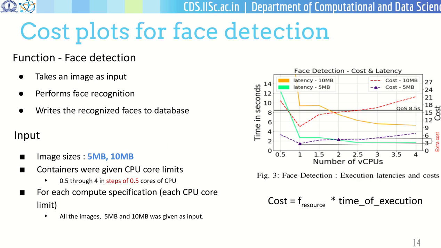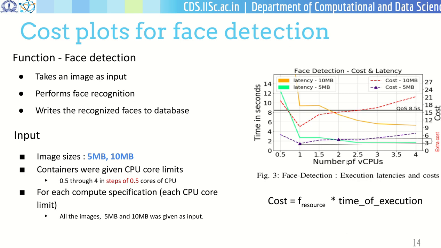One is a 5 MB image, the other is a 10 MB image. Given this scenario, the function has to finish within a QoS metric of 8.5 seconds. We now have to find the correct resource for this function, which makes the function execute within 8.5 seconds for all the inputs. Now let's look at the plots here.